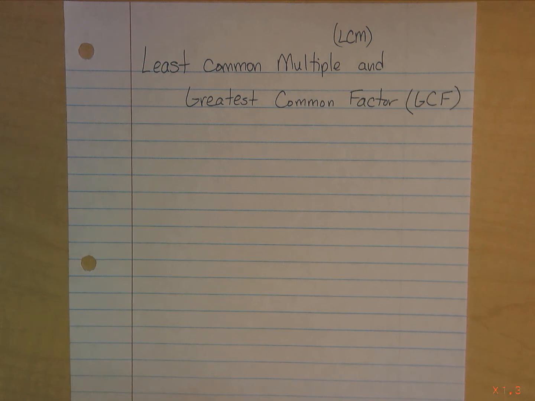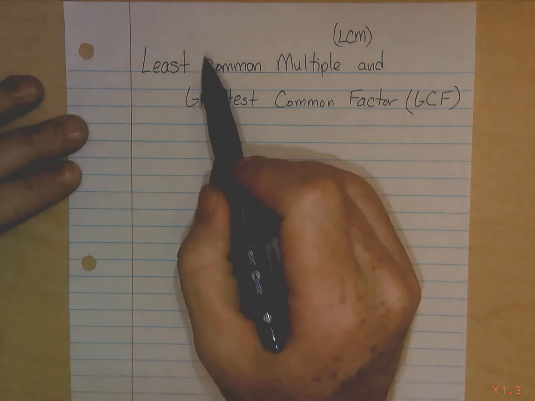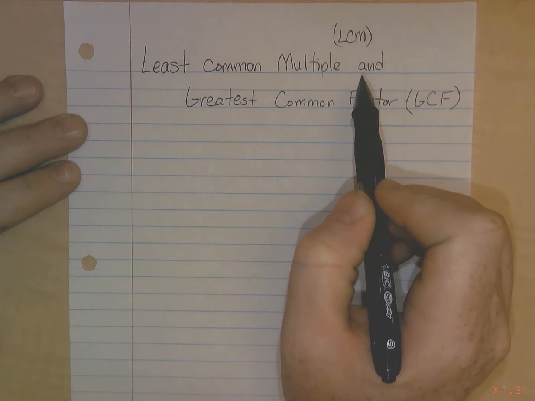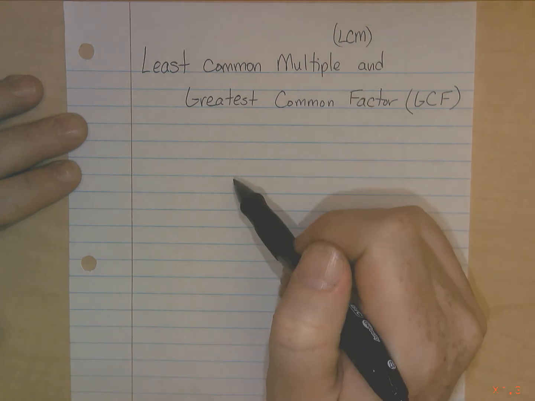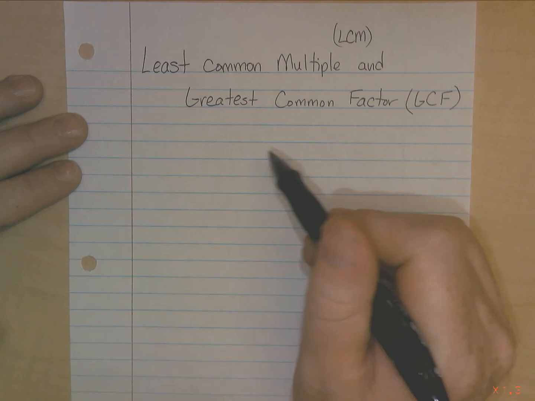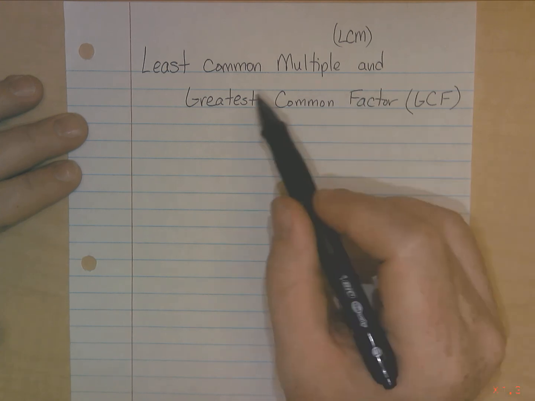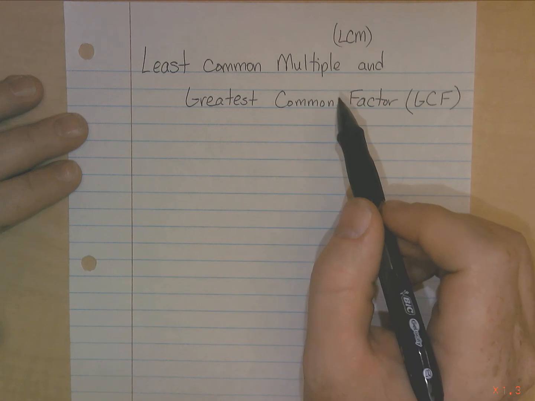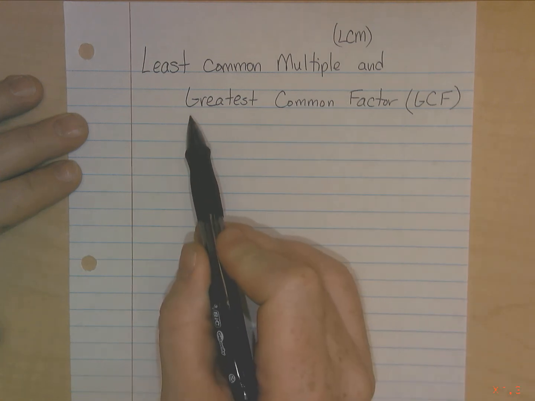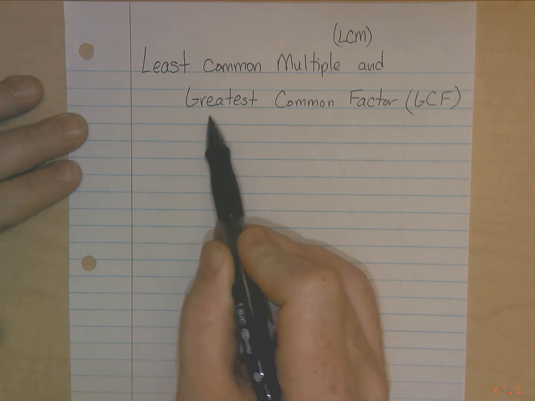Hey guys, so this is a tutorial on least common multiple and greatest common factor. This is typically a 6th grade task. I'm going to focus on a couple different ways of finding the least common multiple: two ways, the listing method and the prime factorization / Venn diagram method. The second way that I'm going to show you was mainly a good approach to also find the greatest common factor.